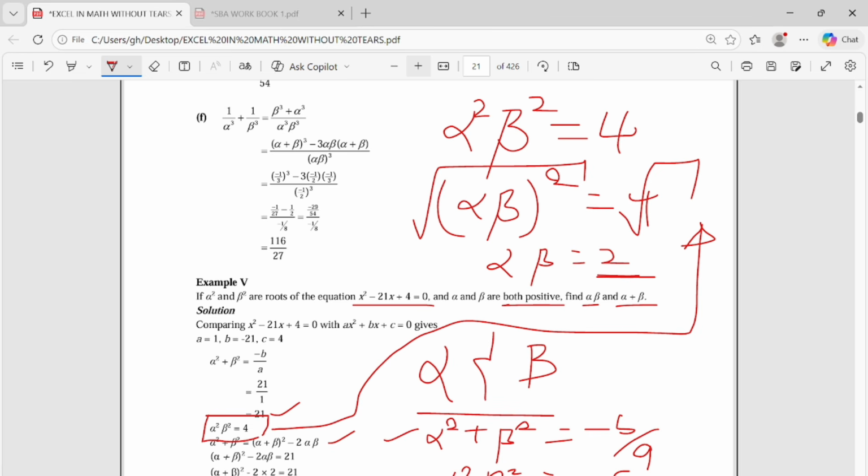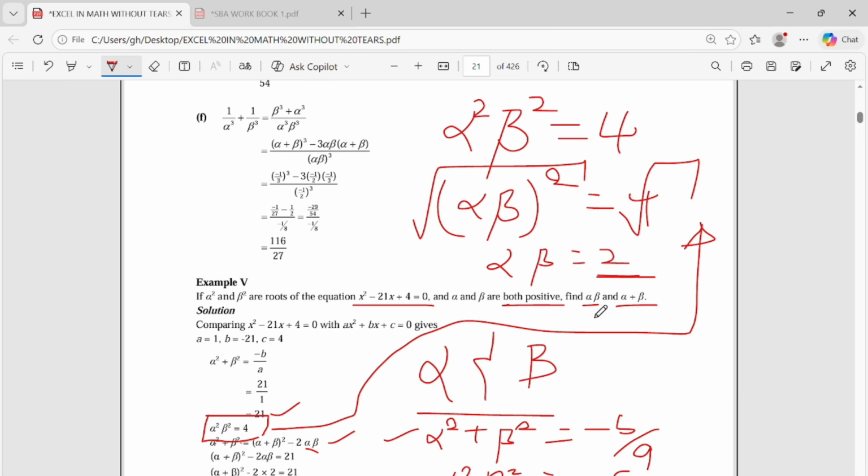That's why after expanding this, you have alpha beta there, so you put a 2 here, and then you also have this one as 21. So you're only left with alpha plus beta as your unknown there. You get it, and it is 5. So alpha beta is 2, and then alpha plus beta is 5. And that was the gist of the question.